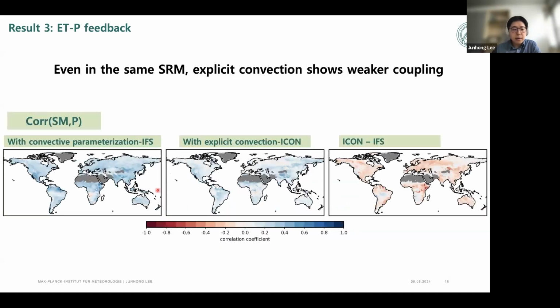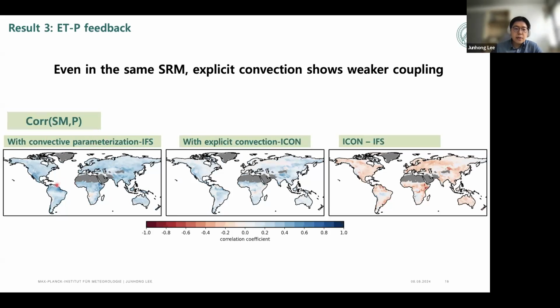I wondered further whether it's really because of the convective parameterization or not. So to confirm that, I analyzed two sets of simulations at storm resolving scale, or convection permitting scale. The first one is the simulation with convective parameterization using the IFS model from ECMWF. Second, the simulation with explicit convection using the ICON model from MPI. I plotted the correlation coefficient between soil moisture and precipitation for the two simulation results.